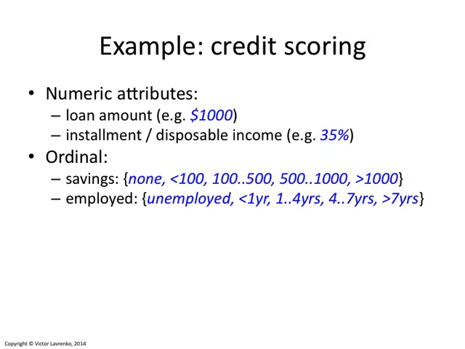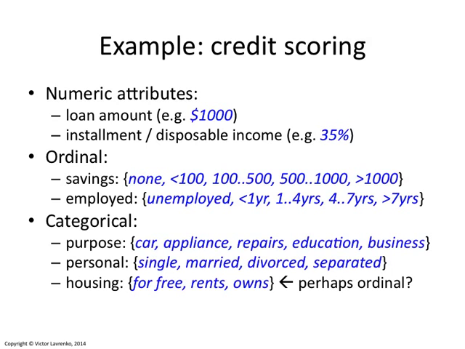So examples of ordinal variables would be his employment, right? Has he been employed for a while, or is he currently unemployed? And note, we're treating it as an ordinal attribute. We could have just used the number of years, but we don't actually know if the relationship is monotonic or not. So that would be one way to get around the problem. How much savings he has? Does he have lots? Does he have none?